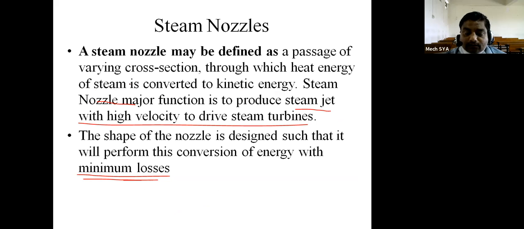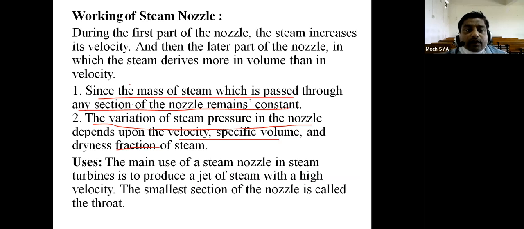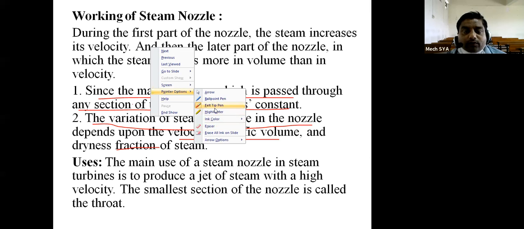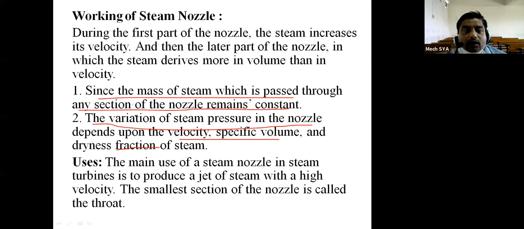So steam nozzles working. During the first part, steam increases its velocity, and then afterwards it will gain volume, because volume is also very important. So the mass flow rate of the steam remains constant. Remember that the mass flow rate depends on the continuity equation, and the mass flow rate of the steam remains constant. And the variation of steam pressure in the nozzle depends on the velocity, specific volume, and dryness fraction. So how much is the pressure decreasing? It is decreasing and depends on the velocity. How much expansion we carry out in the nozzle determines how much the velocity will increase.